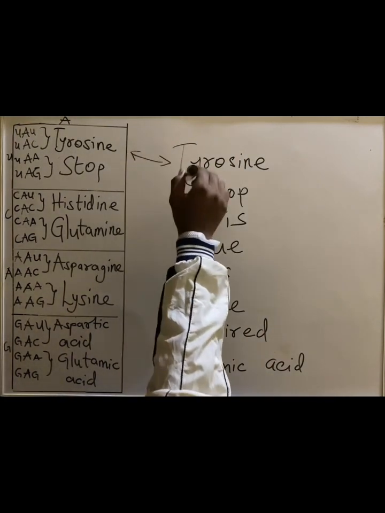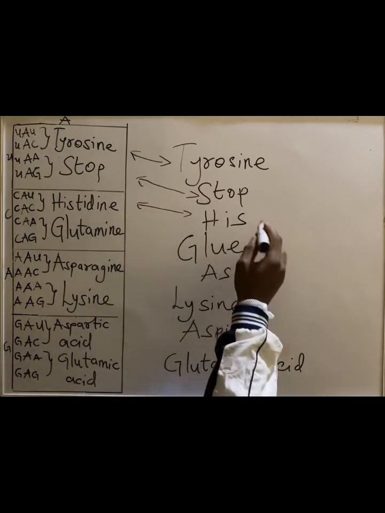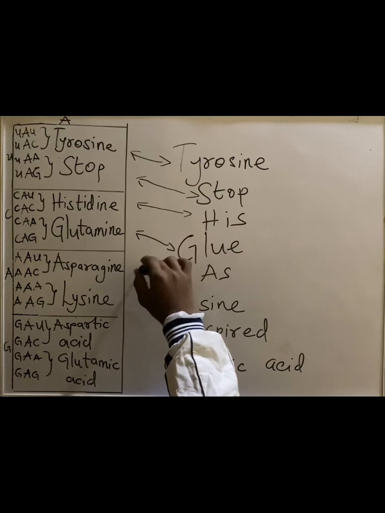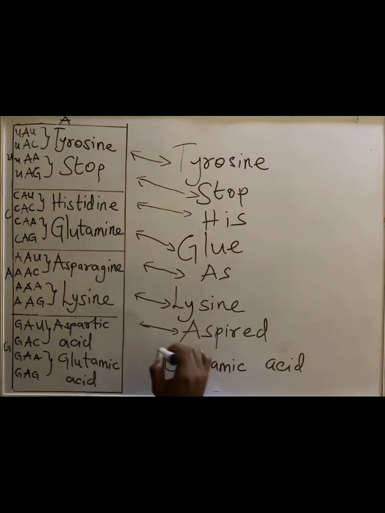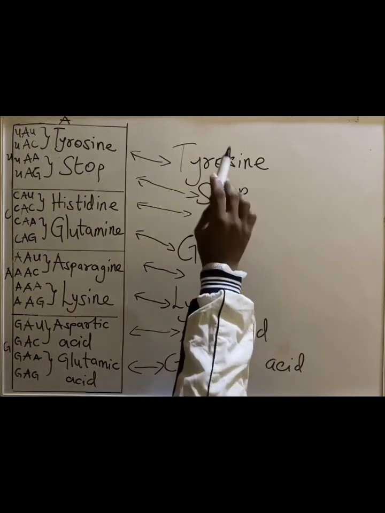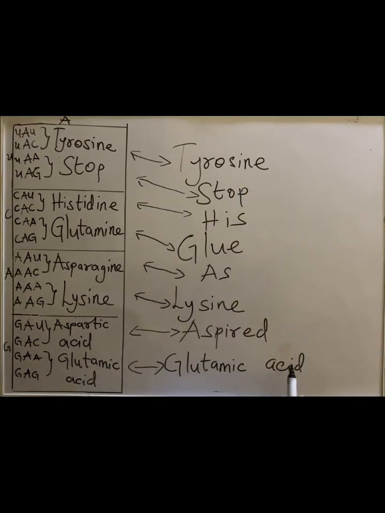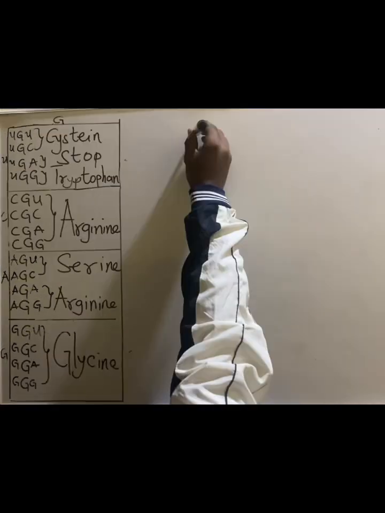Tyrosine is for tyrosine, stop for stop. His is for histidine, glue is for glutamine, as is for asparagine, lysine is for lysine, aspired is for aspartic acid, and glutamic acid is for glutamic acid. Tyrosine, stop, his glue as lysine, aspired glutamic acid.